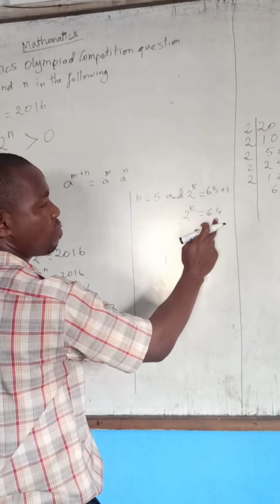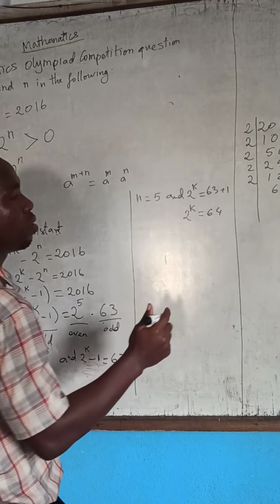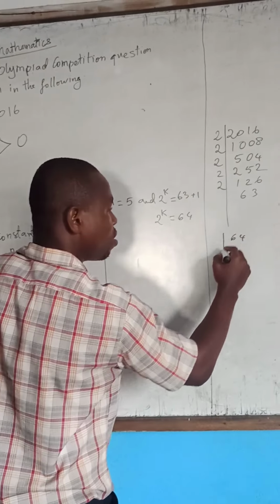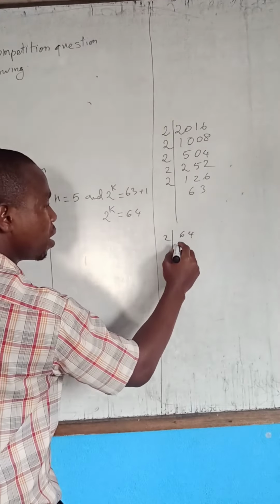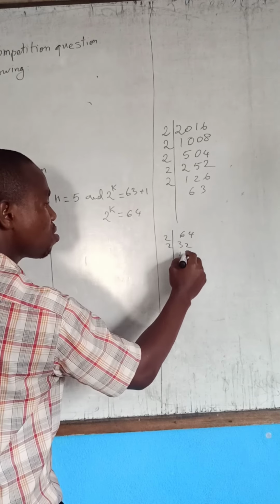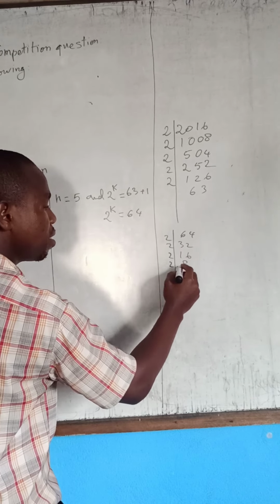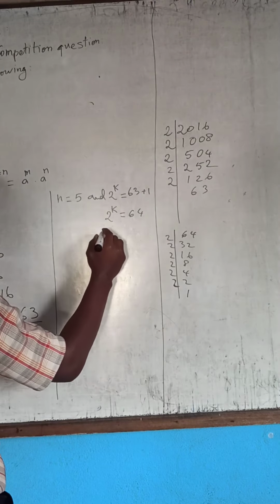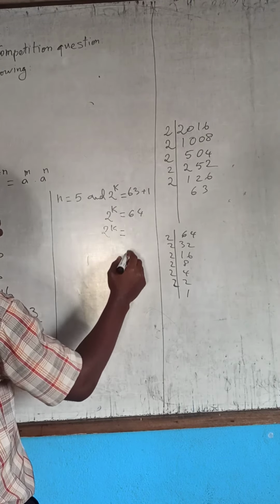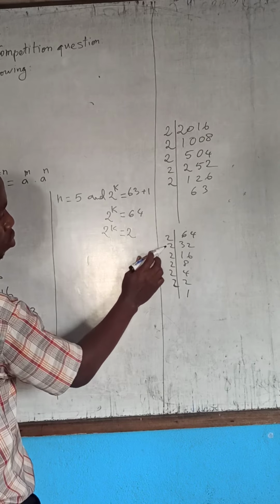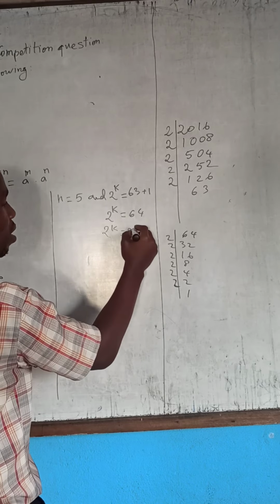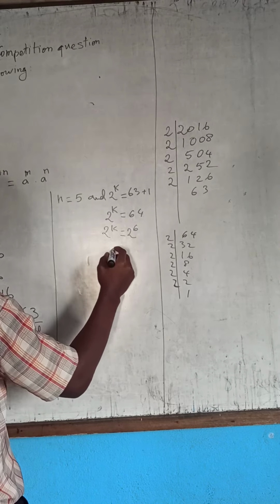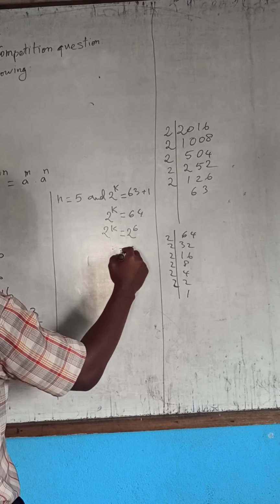So also get 64 in terms of prime factors. You put your 64 in terms of prime factors. 2 goes into 64, 32. 2 goes 16. 2 goes 8. 2 goes 4. 2 goes 2. And 2 goes 1. So that's 64 is equal to 2 raised to the power, you count 1, 2, 3, 4, 5, 6, 2 raised to the power 6. So we therefore have k is equal to 6.